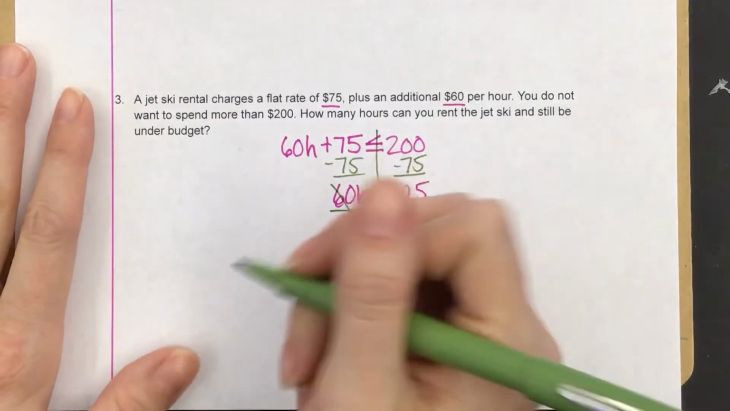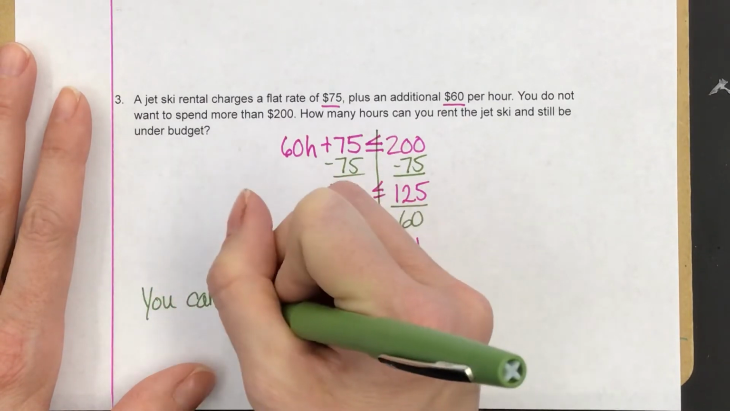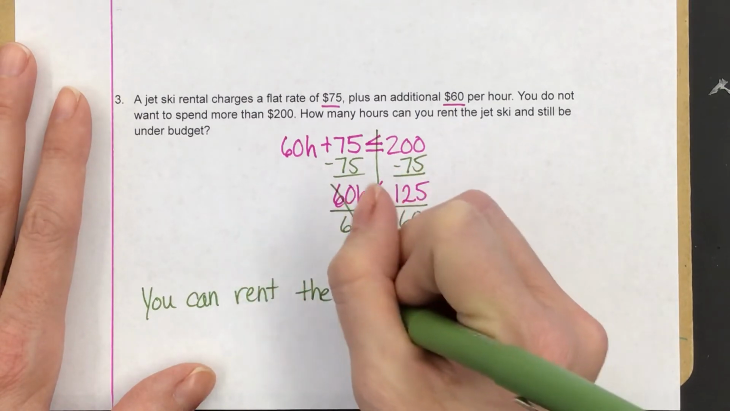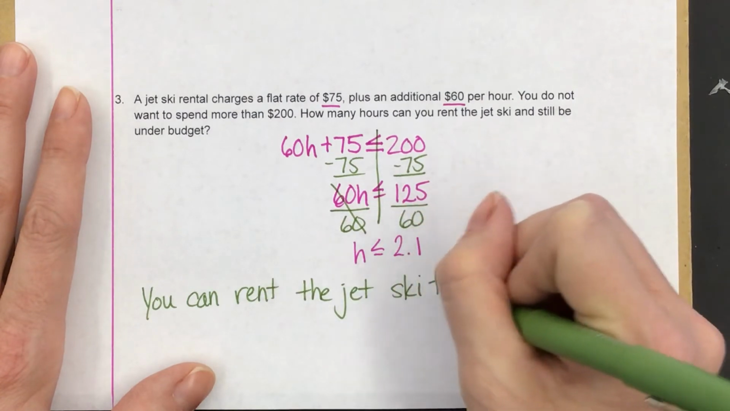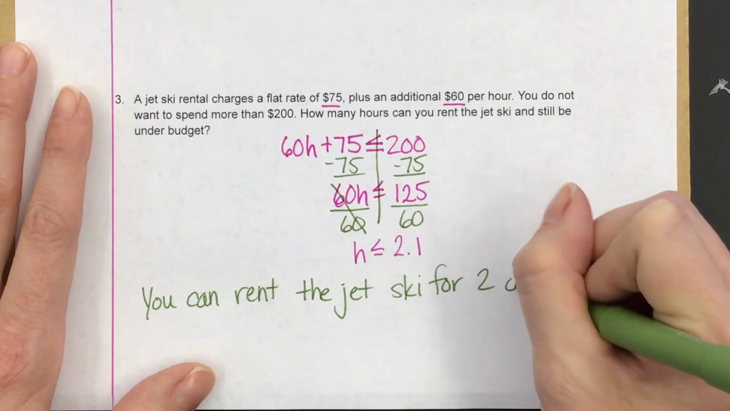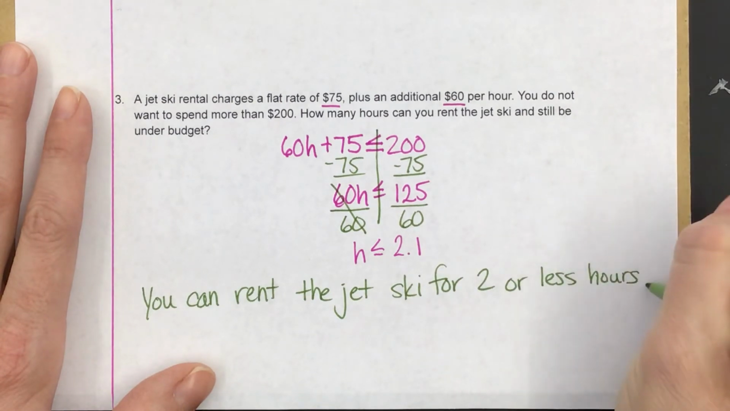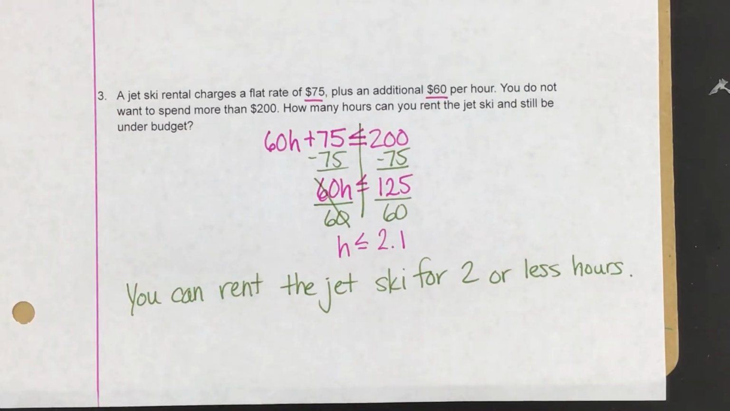So when we interpret the solution, we can say you can rent the jet ski for 2 or less hours. So far, so good, right?